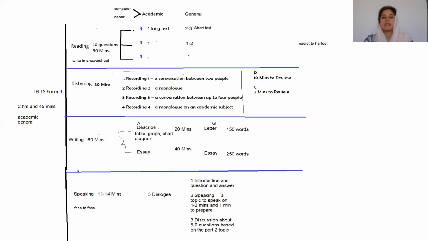The second part is speaking on a topic for 1 to 2 minutes. The examiner will give you the topic and give you a paper and a pencil that you can take notes on. The good thing is that you will be given 1 minute before to prepare for this speaking, and you can write notes on that paper and talk for 1 to 2 minutes.